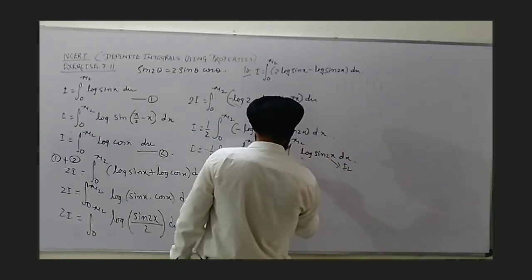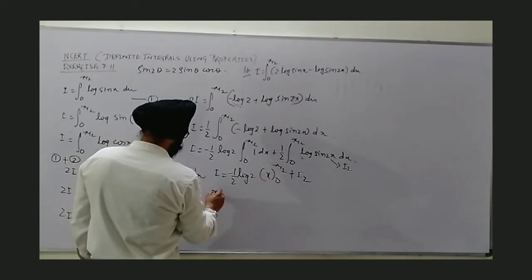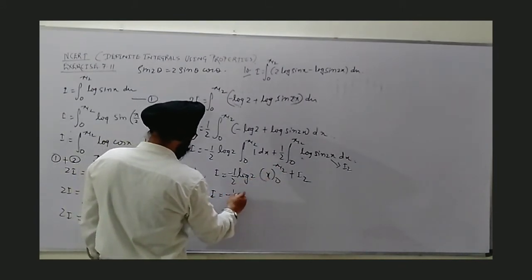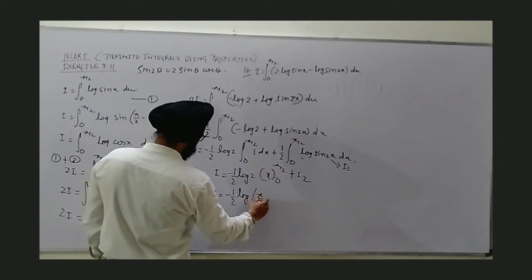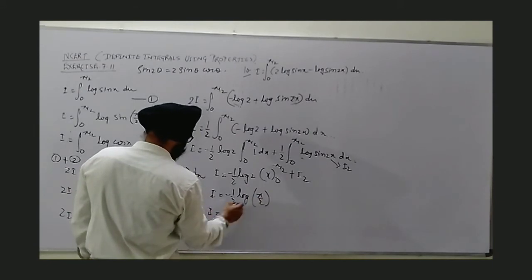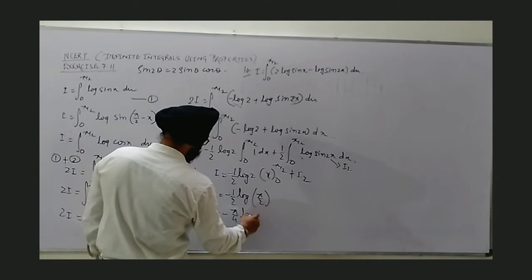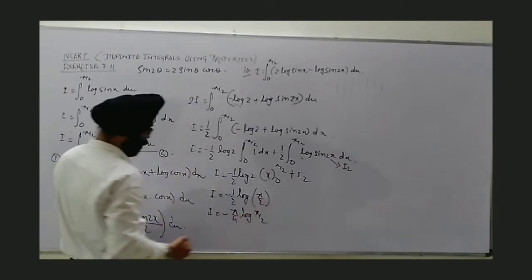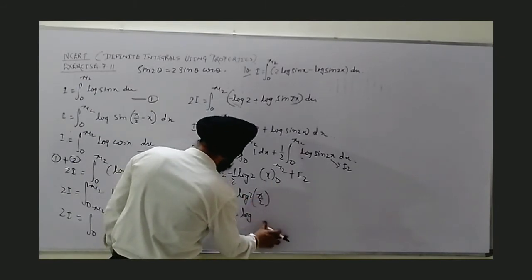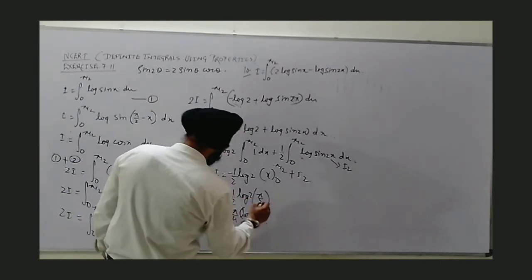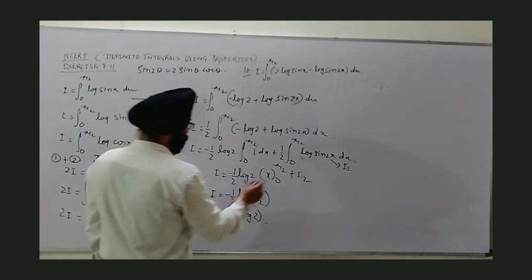Here I put plus I2, and solving this bracket, putting the limits, we have I equal to minus half log 2 times pi by 2, and finally we have minus pi by 4 log 2. Sorry, this is log 2. So we get the value of I with plus I2 from here.